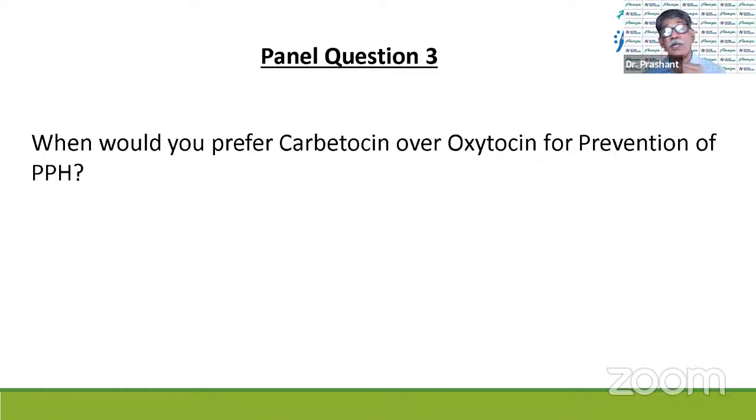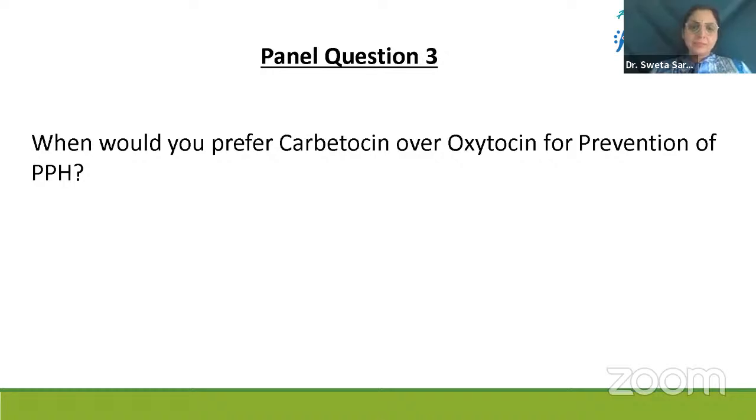When would you actually prefer carbetocin over oxytocin for prevention of PPH? All the risk factors which we have just enumerated. I have already preferred carbetocin; that has become the protocol actually. When you have a safer and a better drug, people will obviously use it. And what is at stake? Your life, you're saving a life.